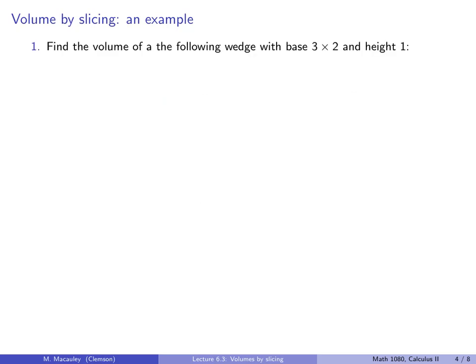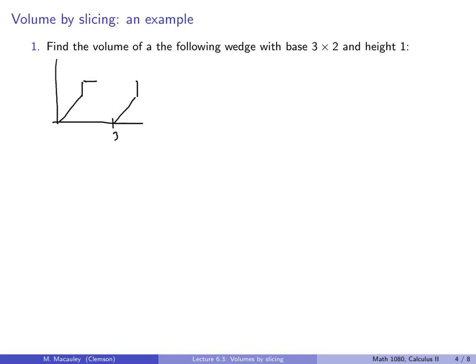Let's do an example. Now, let's find the volume of the following wedge with a 3x2 base and height 1. I'm going to have to draw this, because it's the only way to describe what the shape actually looks like. So let's consider a wedge that is 3 by 2, and say it has height 1.